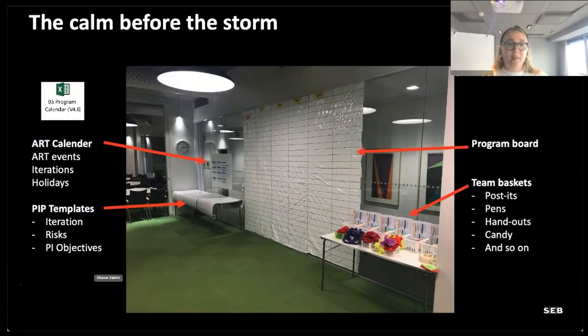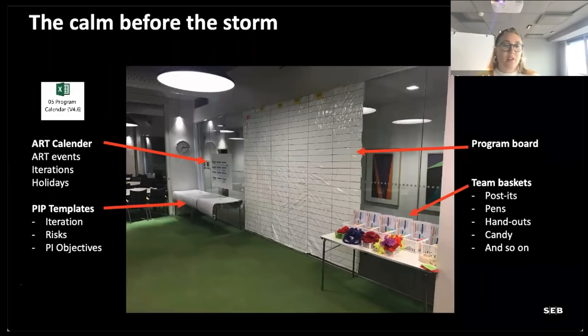This picture here is from before my actual first PI planning ever. This is the calm before the storm, I like to call this picture. Everything you can see here is neat and tidily prepped in the room. This is pre-corona, as you might have guessed. And if it's during this pandemic or you're doing it digitally, everything is prepped in a digital environment.